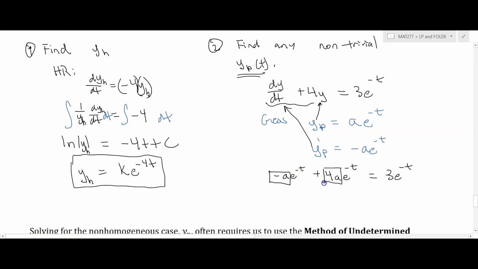I have 4a more multiples of e to the negative t. Well, when we combine like terms, we add the coefficients. So this will be 3a e to the negative t has to equal 3e to the negative t. Now we see that they look similar, but I have this unknown thing floating around here called a.